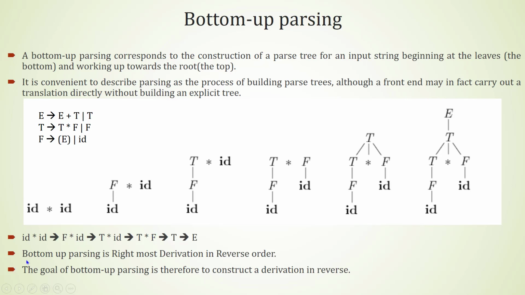So we can define bottom-up parsing as rightmost derivation in reverse order. I am applying the productions in this order from left to right. So when you look at the reverse direction, it is actually rightmost derivation. So the goal of bottom-up parsing is therefore to construct a derivation in reverse.